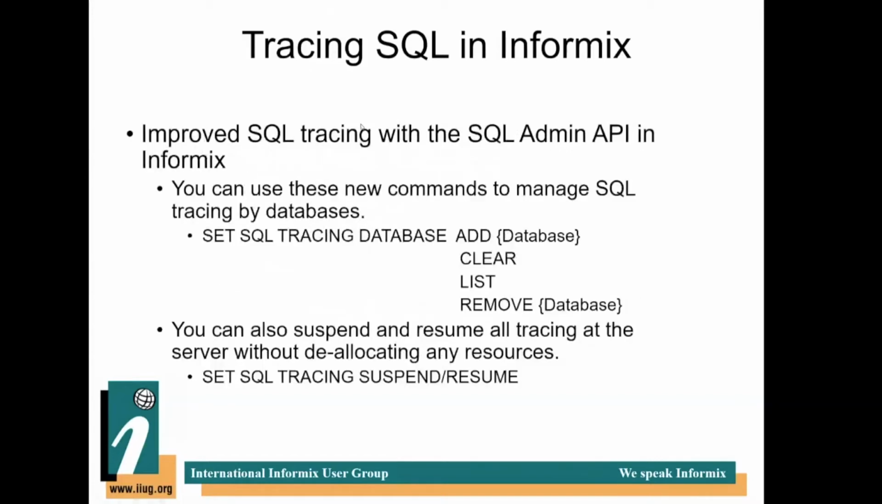To improve SQL tracing with the SQL admin API, you can also set it dynamically when the database is running, so you don't have to shut it down and change the onconfig parameter. You can set the SQL tracing by adding a database, clearing it, listing it, or removing a database. You can also suspend and resume all tracing on the server without deallocating the resources at any time by setting SQL trace to suspend or resume.